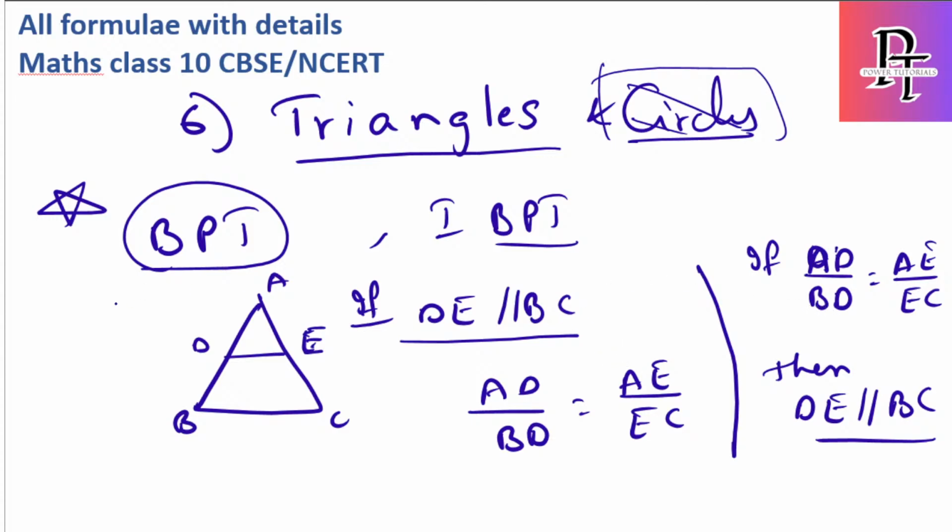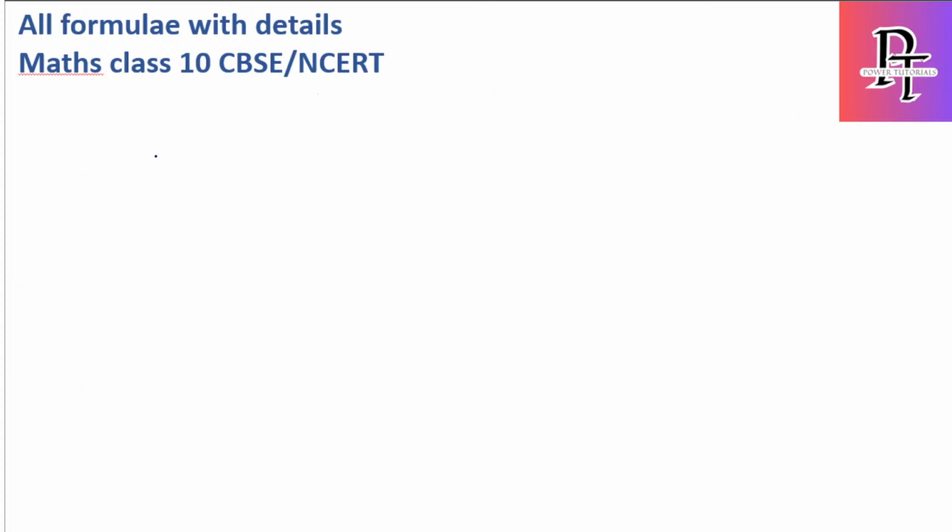The proof is very important, because in so many papers I have referred to, they directly asked to prove the basic proportionality theorem. So that's why proof is important. At the same time, you have to know how to apply this theorem as well. Okay, so that is the first part of the triangles chapter, and then we have the similarity concept.